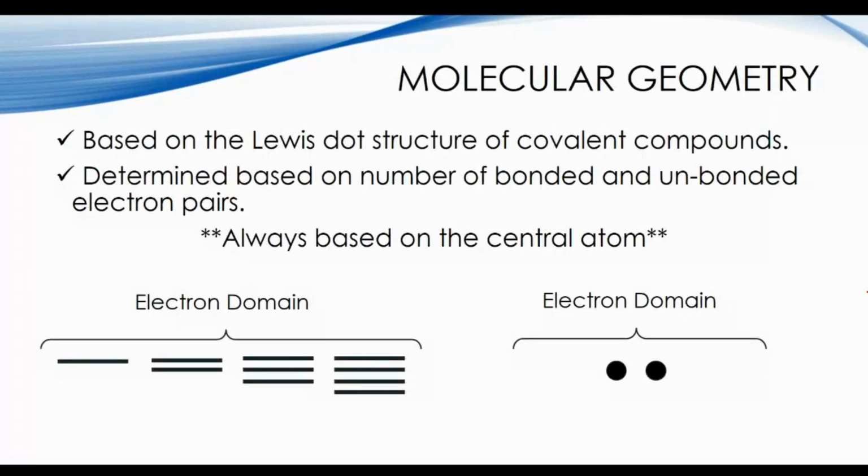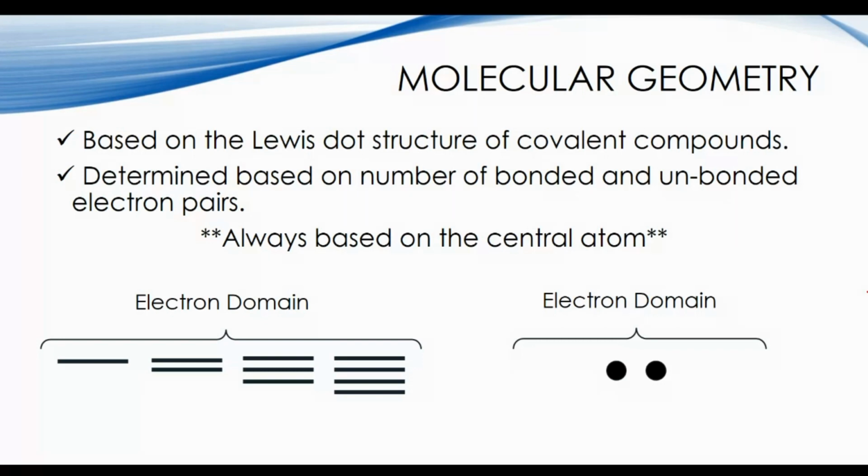We're going to be talking a lot about electron domains, and what constitutes a domain is the following. Here at the bottom of the screen, we have two different sections: electron domain with the bonds, the lines, and then the electron domain as the electron pair. Remember, the molecular geometry is going to be based on the Lewis dot structure of our covalent compounds. It will be determined, again, based on bonded and unbonded electron pairs.